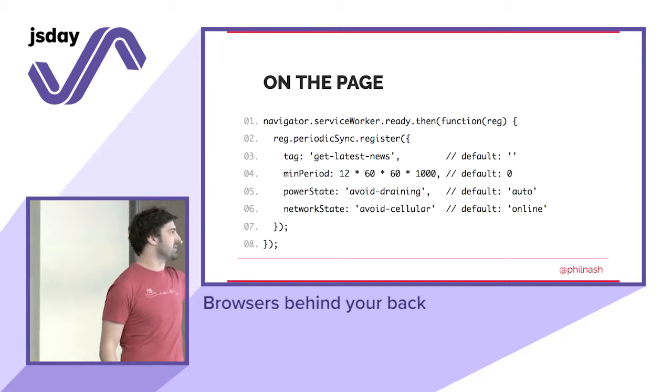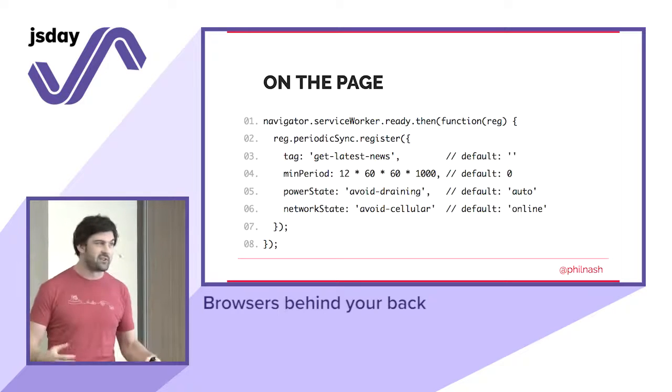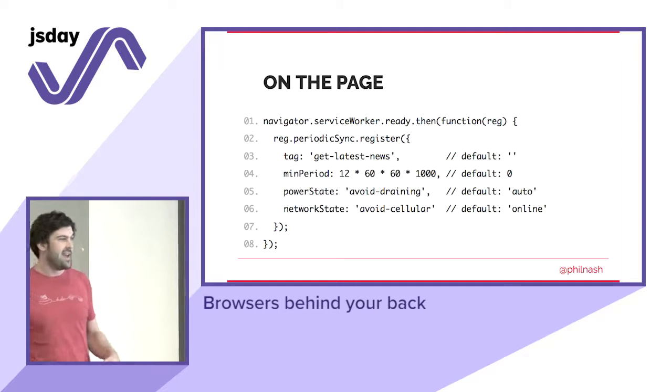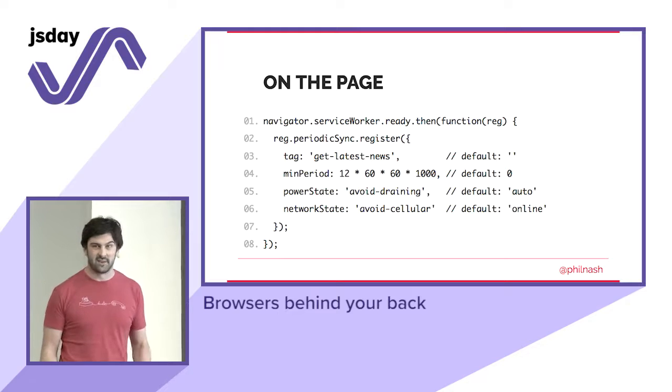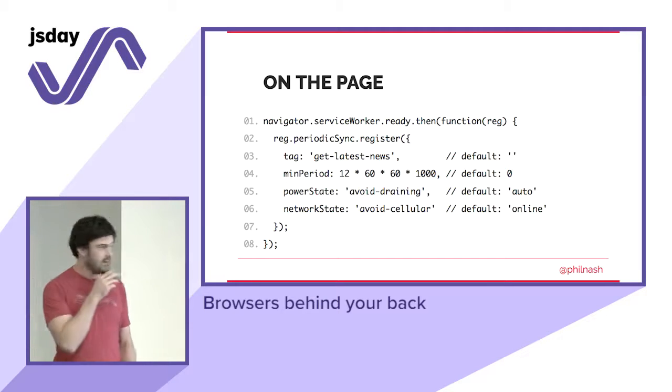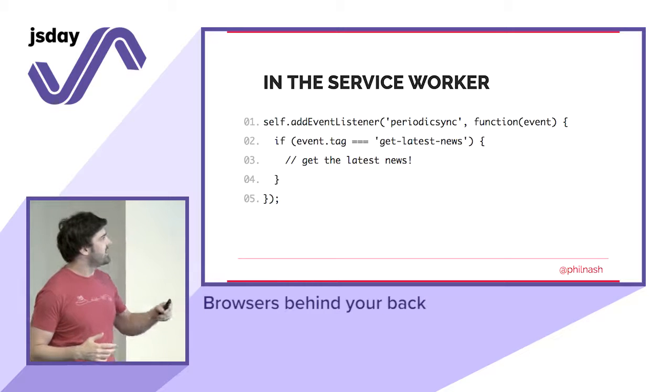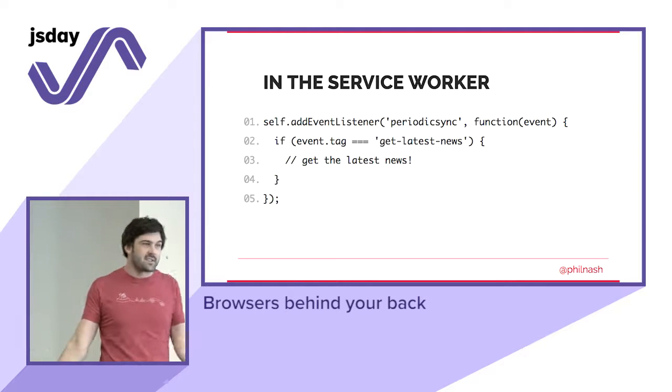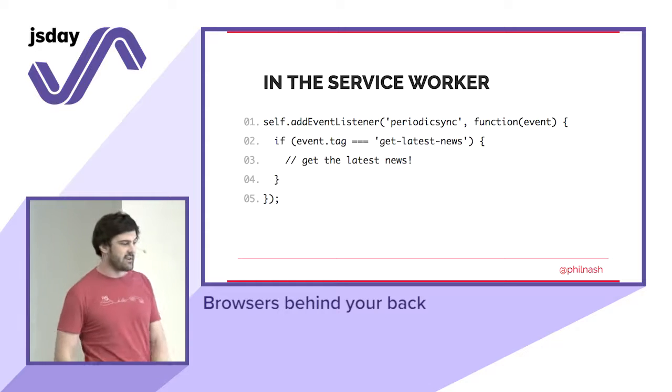You've got these interesting options here as well: power state avoid draining and network state avoid cellular. This is just being nice to people on mobile devices. I think it's good that they're thinking about this as part of the spec. This is what happens on the other side. You get a periodic sync event, very much the same as our background sync.